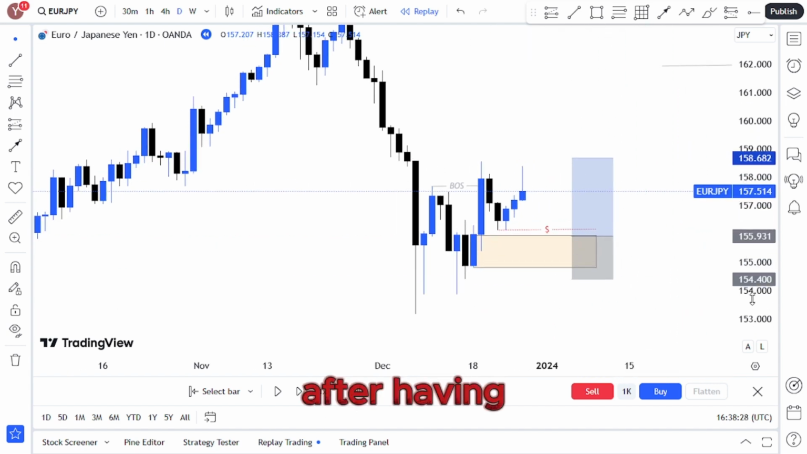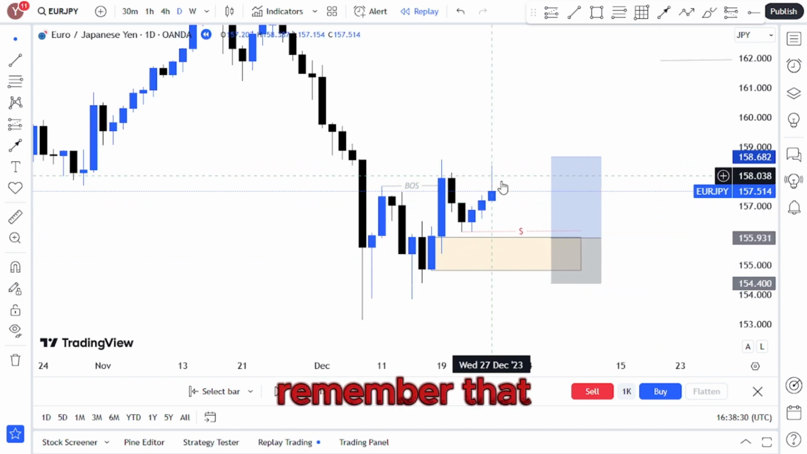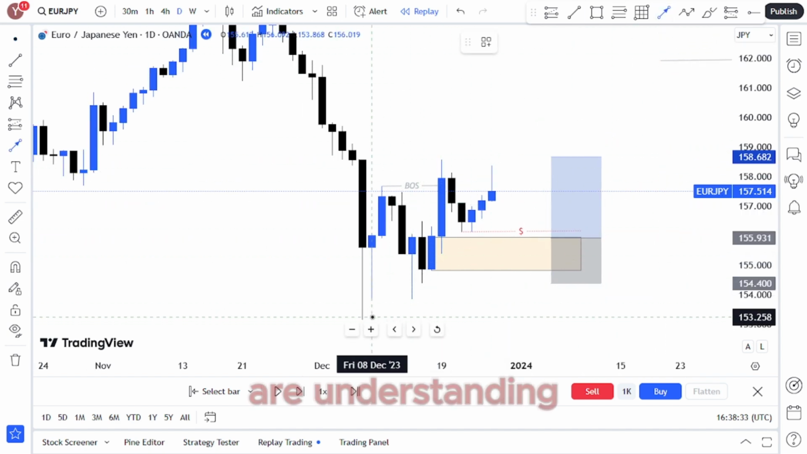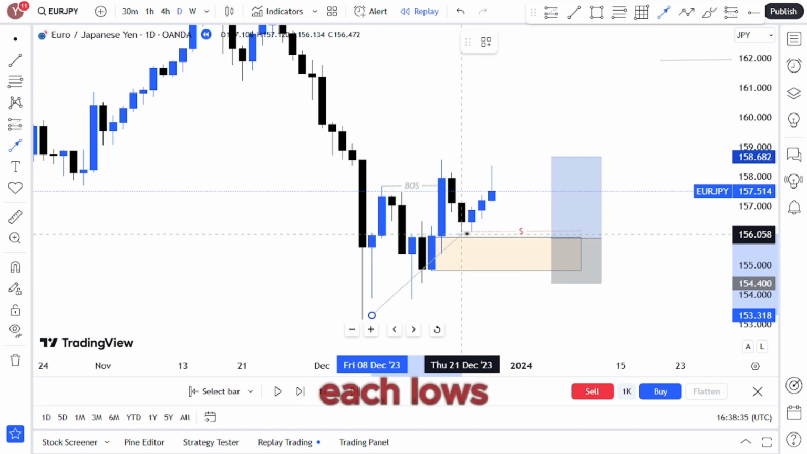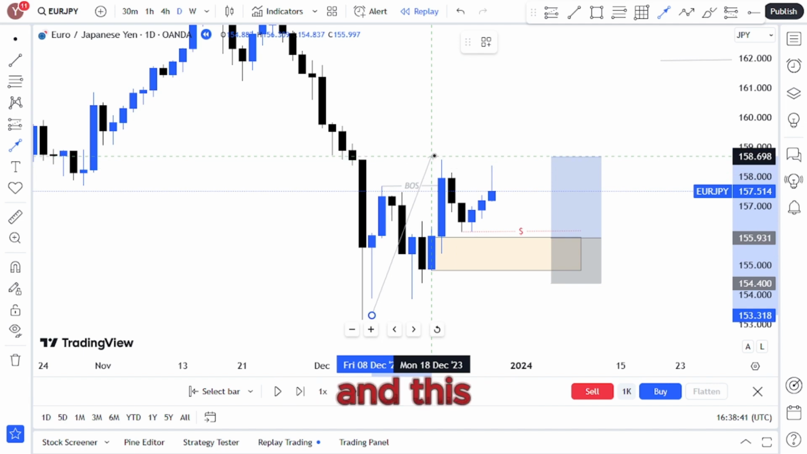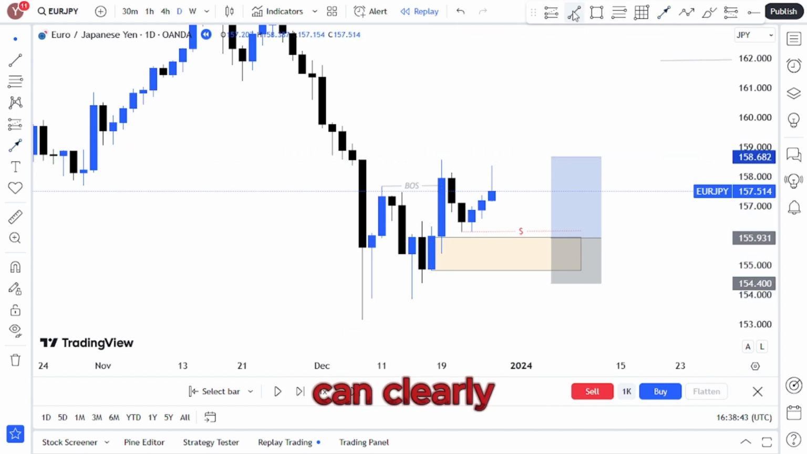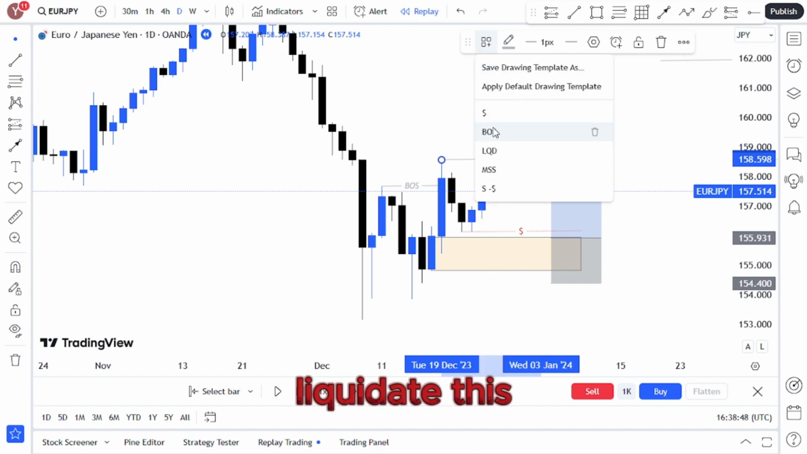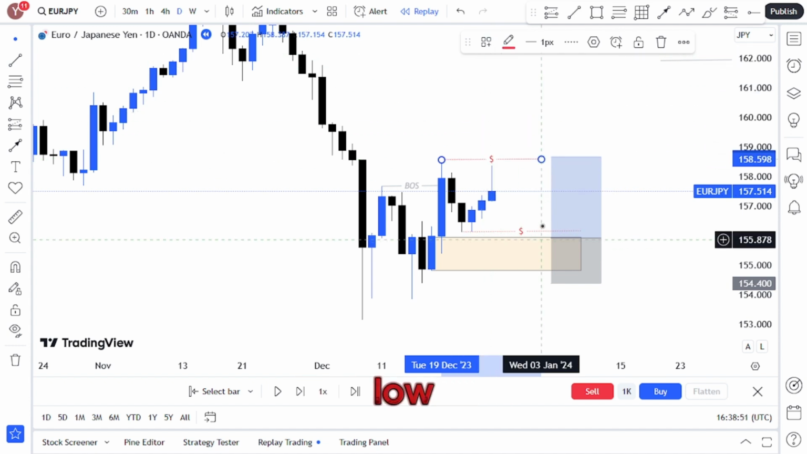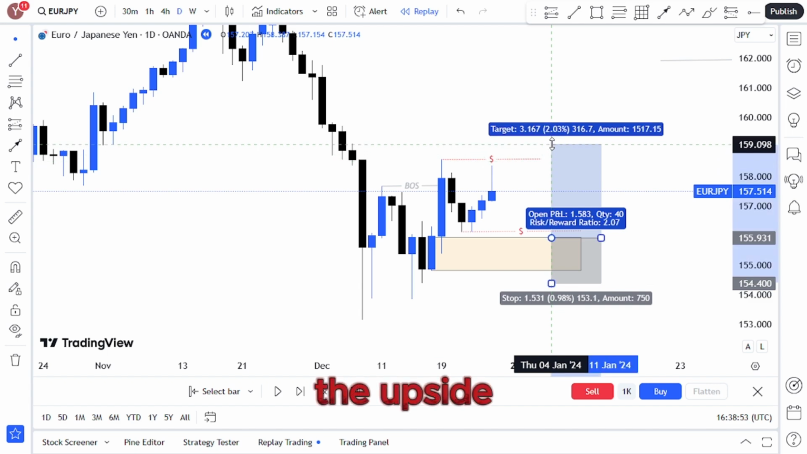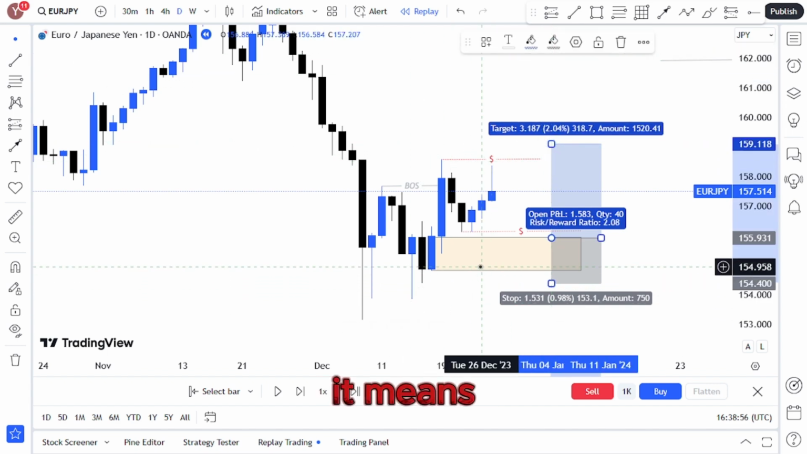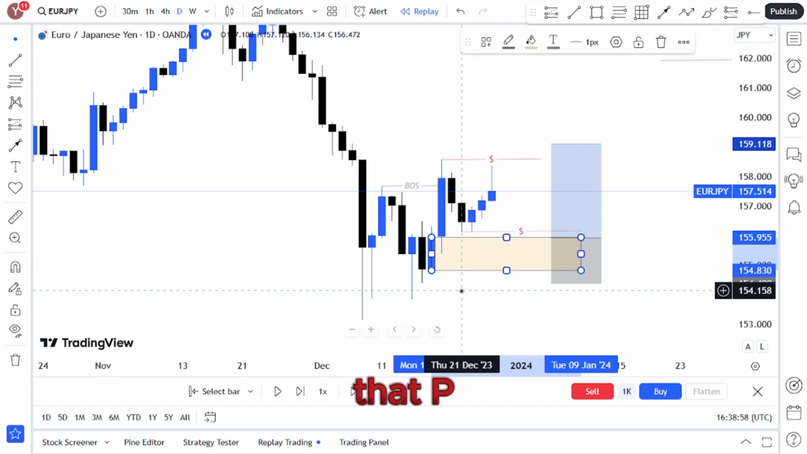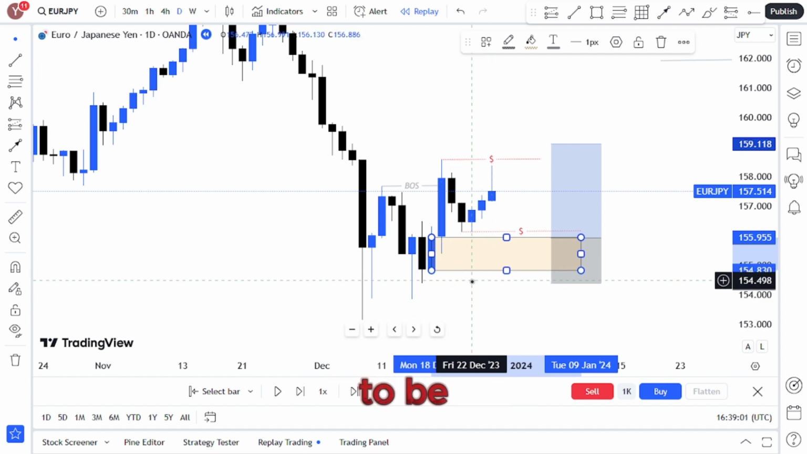So now after having something like this, remember that we talked about liquidity. So we are understanding what liquidity is. The liquidity sits at each lows or highs in the market. So this is a low, the last low that the market created, and this is the last high that the market created. So you can clearly see that market is going to take out this high, it's going to liquidate this high and liquidate this low, then price will start moving to the upside. Okay, so this is what it means. This is your POI, right? We talked about POI, that POI is your point of interest, and POI have to be below your liquidity. So now let's move on.